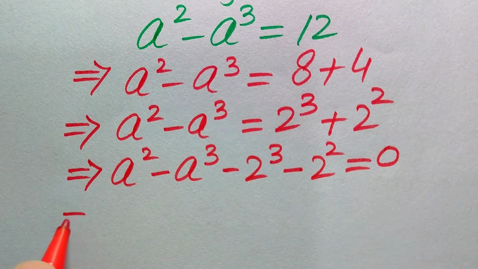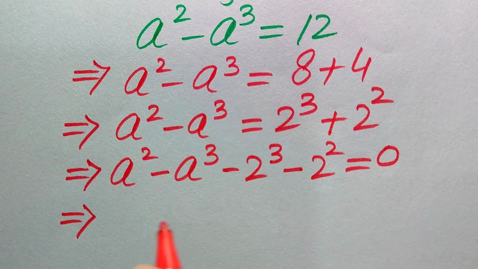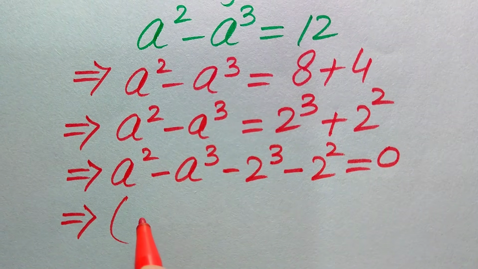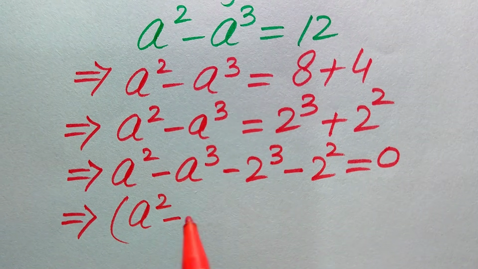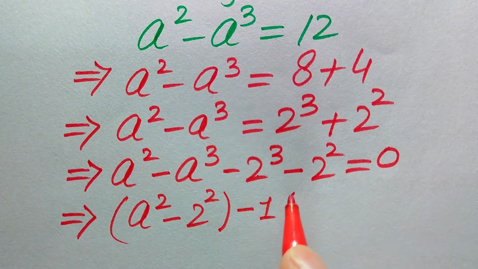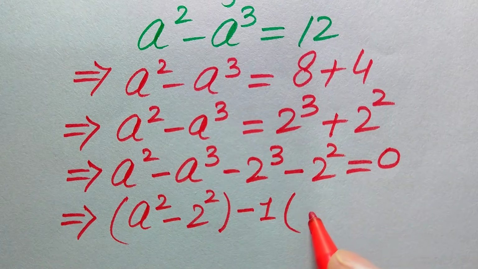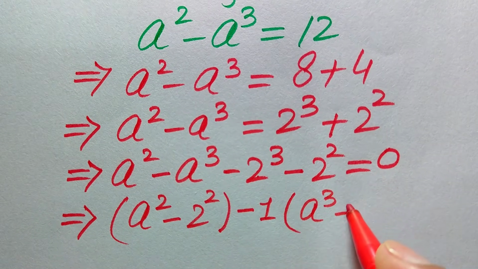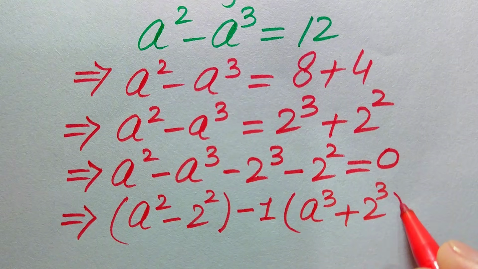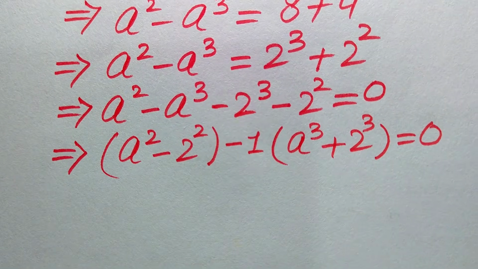And now here we need to pair the cubic term with the cubic term and the square term with the square term. So first we write the square terms, and these are a squared minus 2 squared. And now we see that from these two cubic terms we have minus 1 as the common factor. So after taking common minus 1, the remaining values are a cubed plus 2 cubed, and this whole equation equals 0.